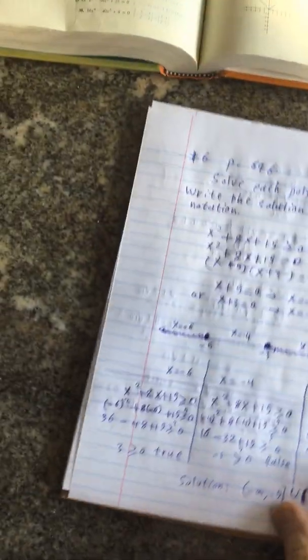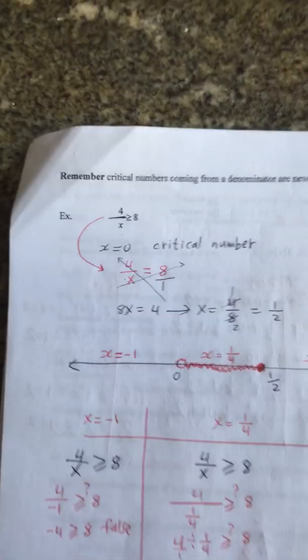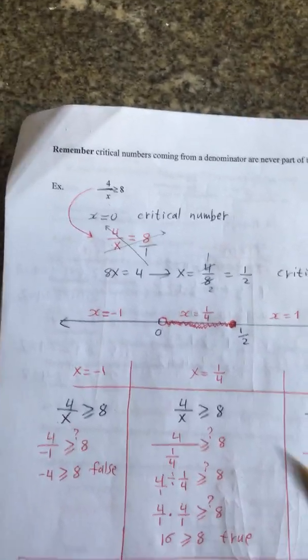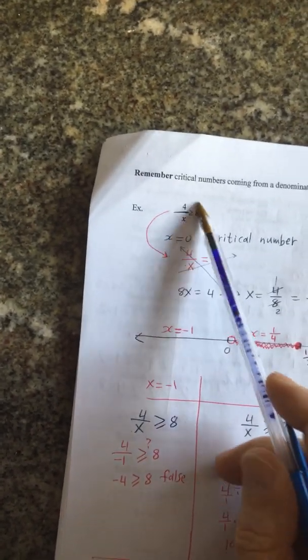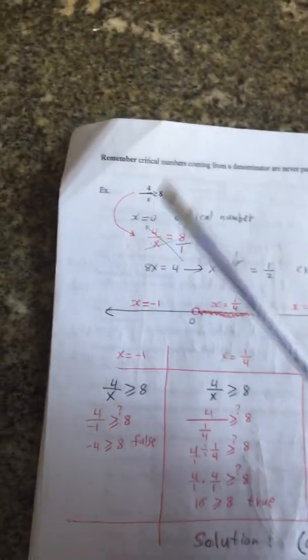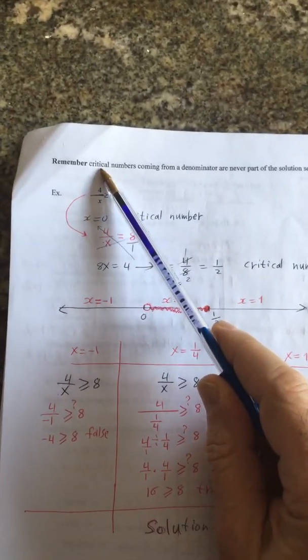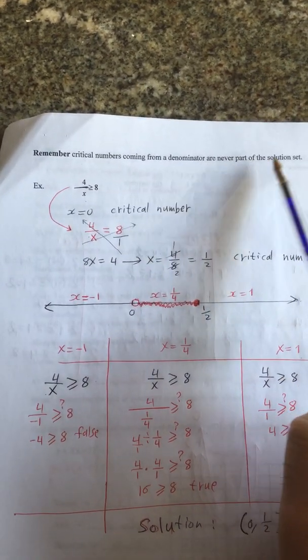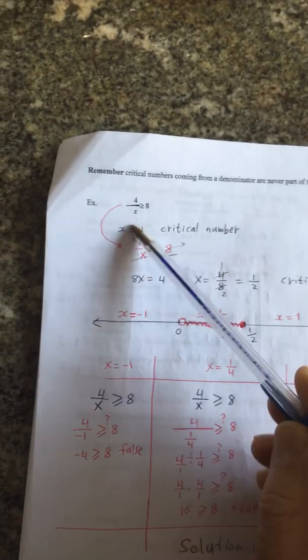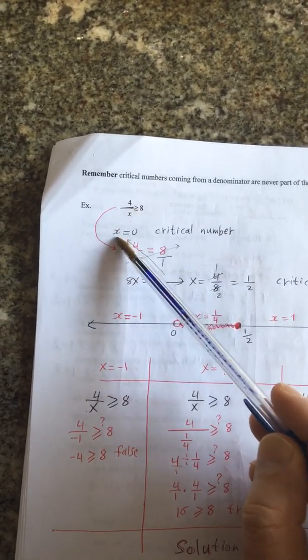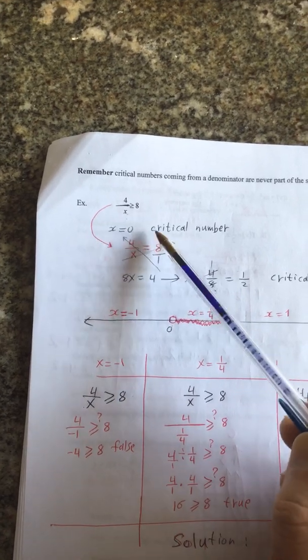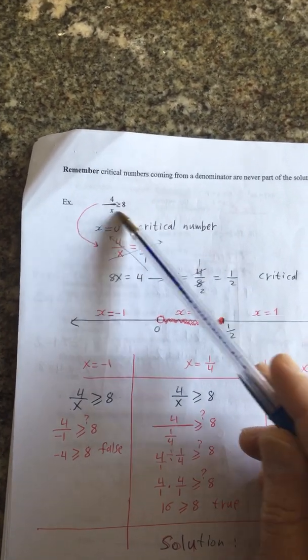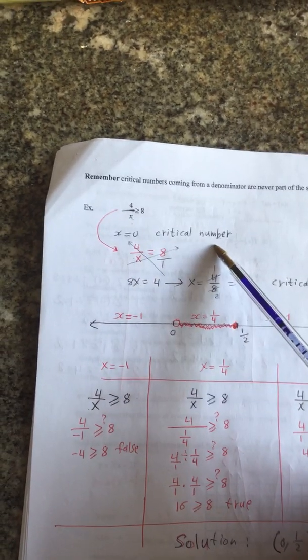Now let us go over the packet. We have another example. This example contains a fraction. So remember, critical numbers coming from a denominator are never part of a solution set. So first, set the denominator equal to 0. Here x equals 0 is a critical number because we cannot divide by 0.